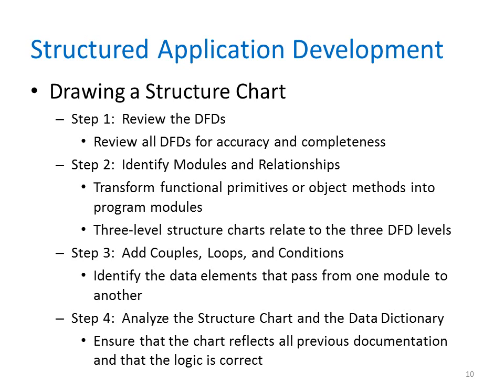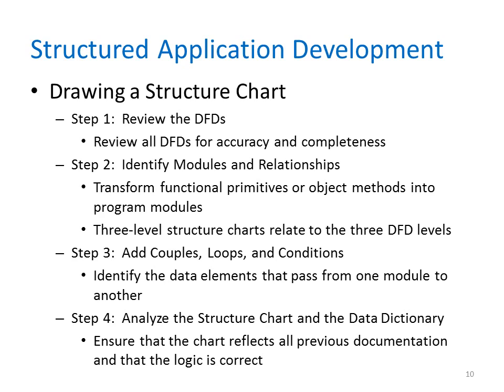Next, you add the couples, loops, and conditions to the structure chart. If you are working with DFDs, you can review the data flows and the data dictionary to identify the data elements that pass from one module to another. In addition to adding couples, you add control couples where a module is sending a control parameter or flag to another module. You also add loops and condition lines that indicate repetitive or alternative processing steps. And finally, at this point, the structure chart is ready for careful analysis.